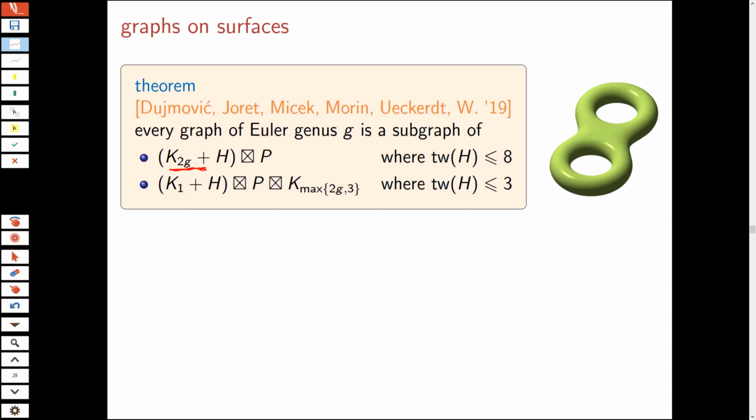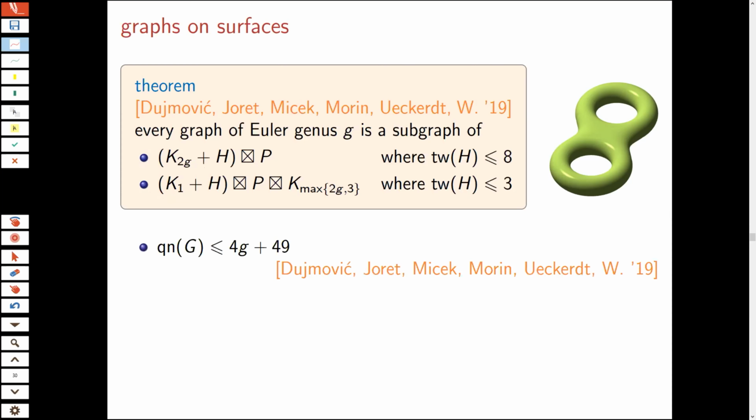And then there's another version where we get tree width 3, and this is the right structure. It's just one vertex plus H, then times a path, and then times a small clique on the end. But you plug the second result into the machinery and you get this upper bound on the Q number. It's at most 4g plus 49. So it's a small linear term in the genus.